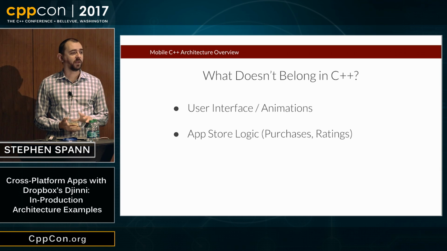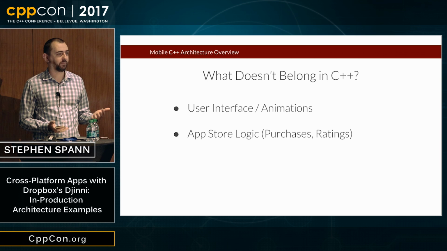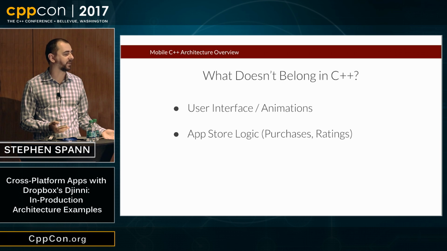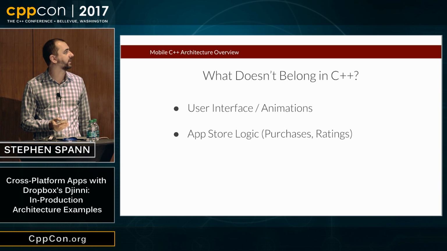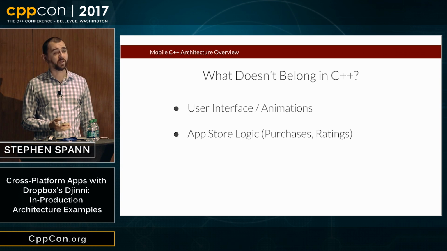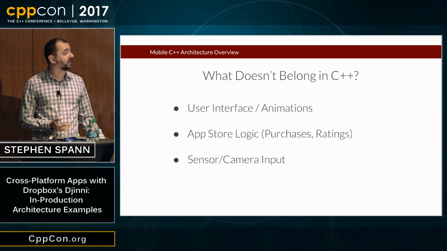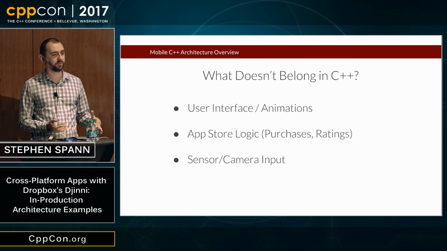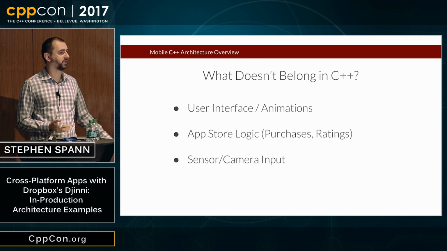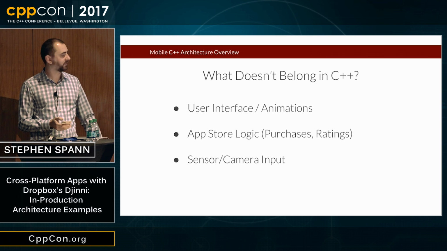App Store logic is obviously going to be different for Android and iPhone. You can do a little bit in C++, like unlocking content, that kind of thing, but for the most part, we have to go back to iPhone and Android to handle that kind of thing. Sensor, camera, and input: some of that you can get through C++, but it's a lot smoother to just use the input from Objective-C and Java and then process the data or whatever you need to do in C++.